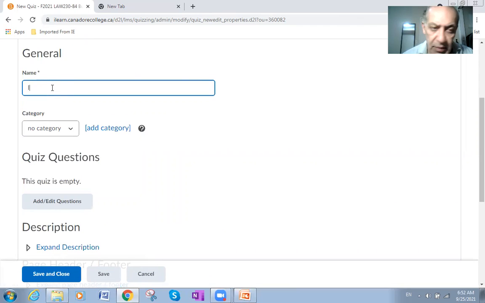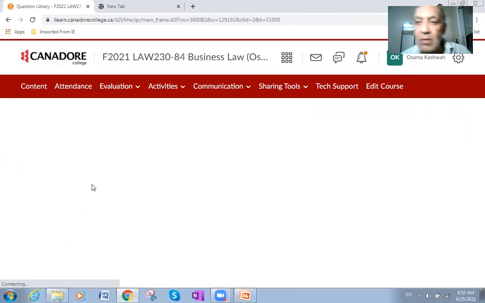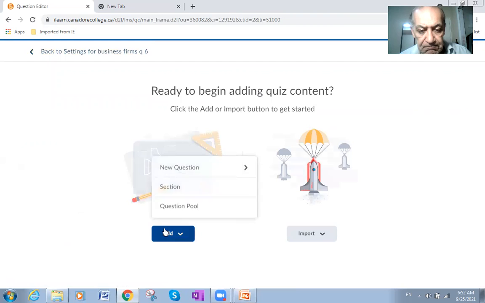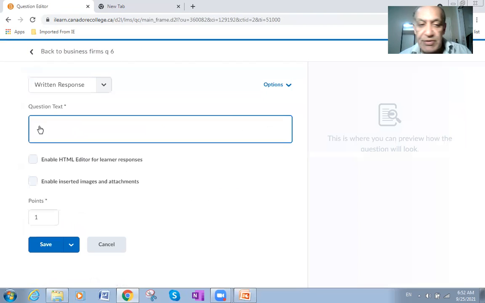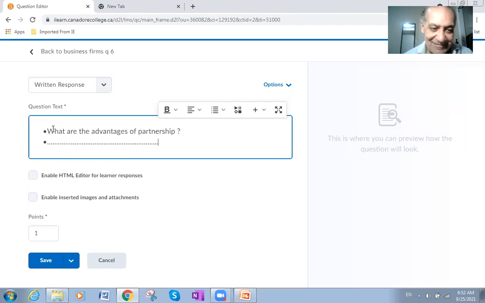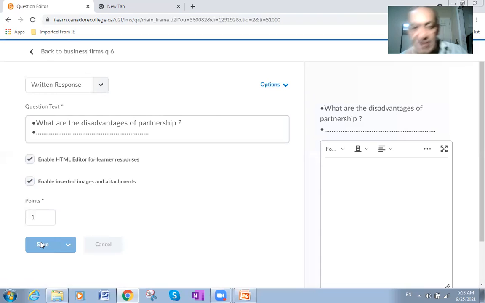We'll say business firms, question 6. Here we go. Add new question, written response. What are the disadvantages of the partnership?